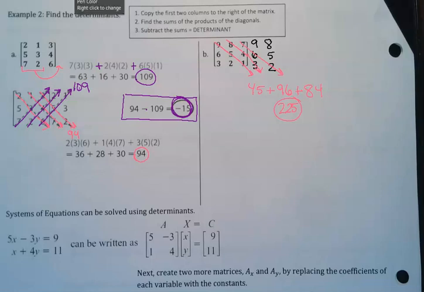Okay, so now I'm ready for my minors. So 3 times 5 times 7. So 3 times 5 is 15. So 105 plus 2. I believe that's 2 times 4.